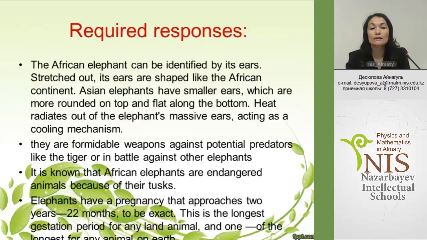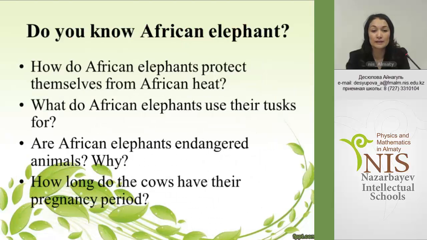Let's have a look at the required responses. The African elephant can be identified by its ears. Stretched out, its ears are shaped like the African continent. Asian elephants have smaller ears, which are more rounded on top and flat along the bottom. Heat radiates out of the elephant's massive ears, acting as a cooling mechanism.